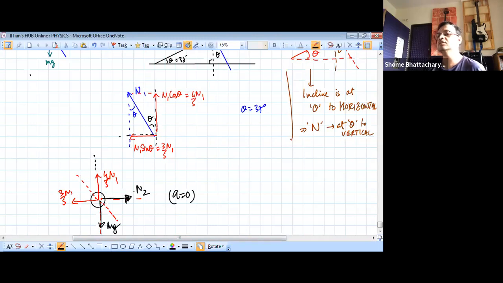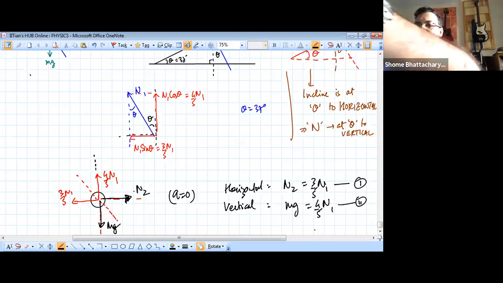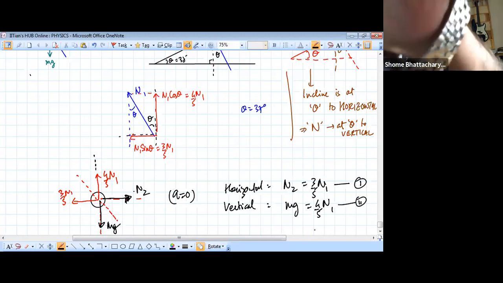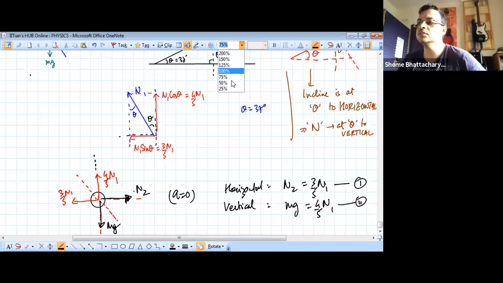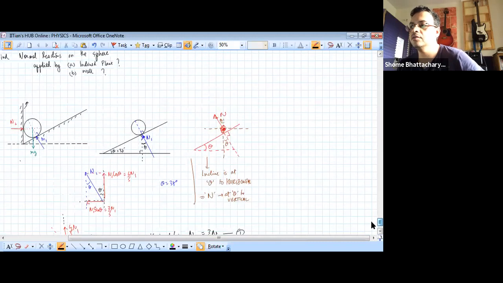Along the horizontal, N2 is balanced by 3/5 N1. That is my equation 1. And along the vertical, mg is balanced by 4/5 N1. That's my second equation. Solving the two equations, I will get the values of N1 and N2. I'm coming to the solution, but first, make sure that you understand this in detail.